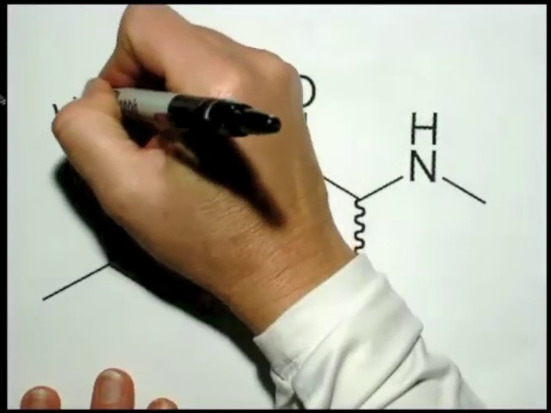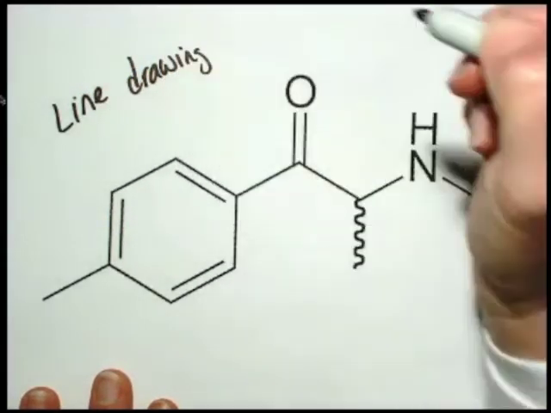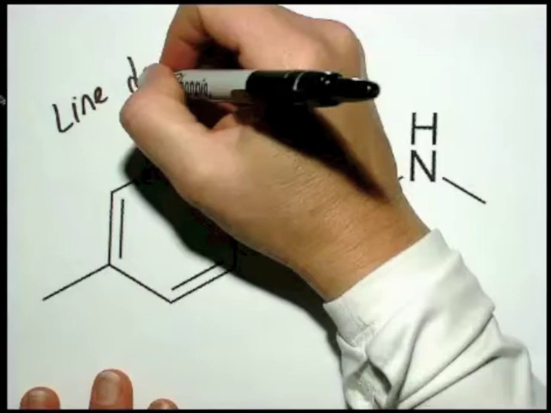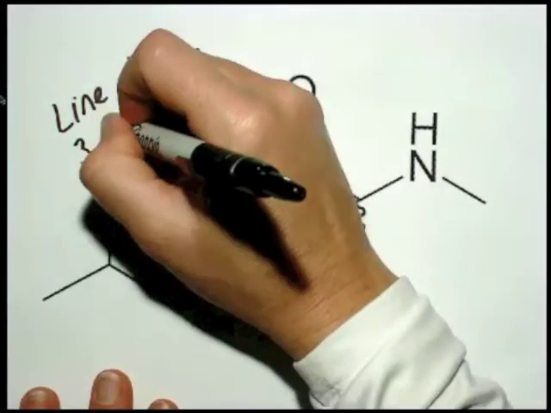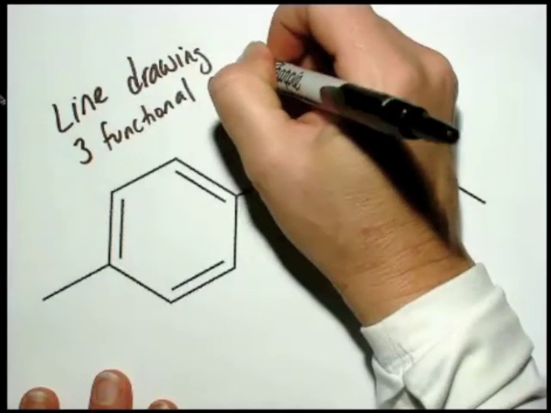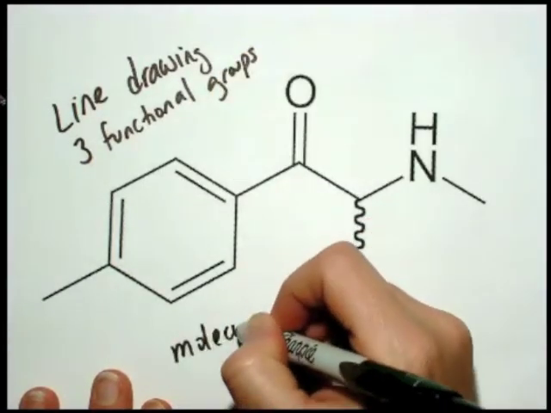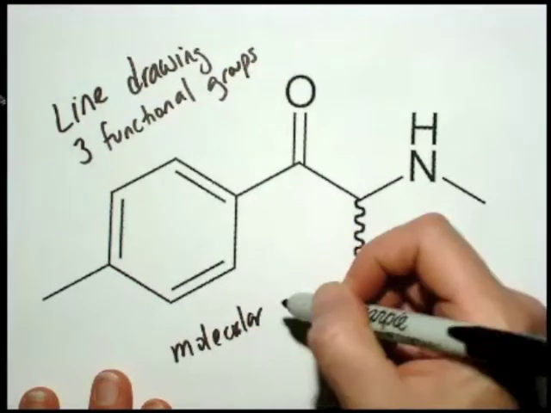So you can learn that this is a line drawing, and that there's 3 functional groups on this particular line drawing. By the time we're finished here, you ought to be able to write the molecular formula just by looking at this line drawing.